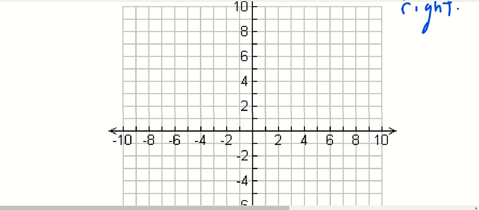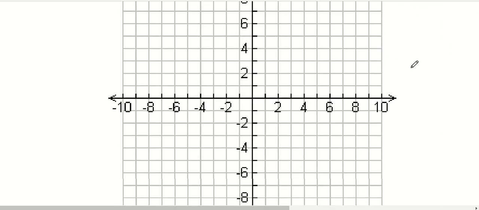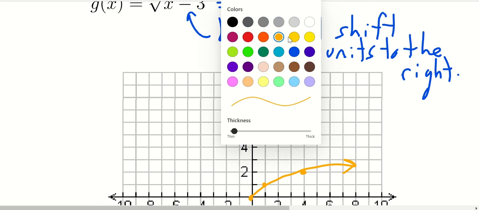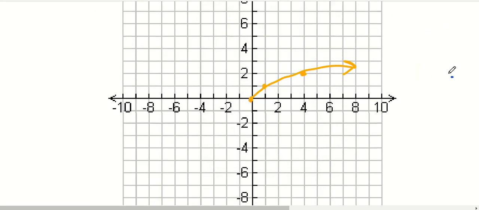So let's start with the graph of the square root of x. Our parent function, square root, has these key points. We have the point at (0, 0), (1, 1), and also (4, 2). You can kind of go ahead there and draw the overall shape. The next thing we're going to do is we're going to take each of those points and we're going to shift them 3 units to the right.